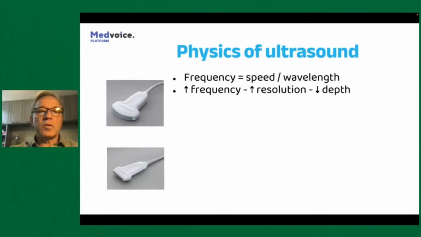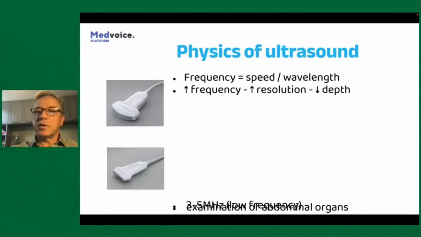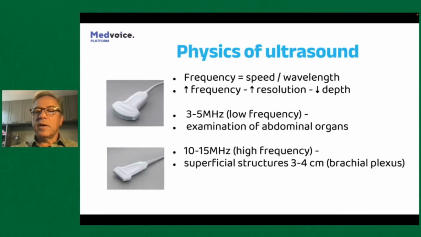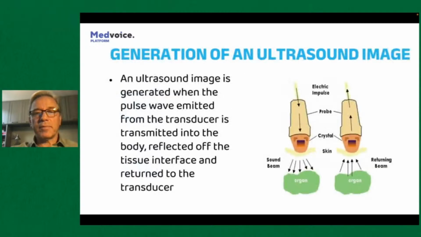If you are using different probes, the probes can deliver a higher frequency and show you a better picture, but not very deep. So if you want to look deeper, you need to reduce the frequency, which will increase the depth but will reduce the resolution. So for examination of the abdominal organs, we use lower frequencies, but for superficial structures like nerves, the brachial plexus, and so on, we use high frequency. Hence, we can see better at not such a massive depth.